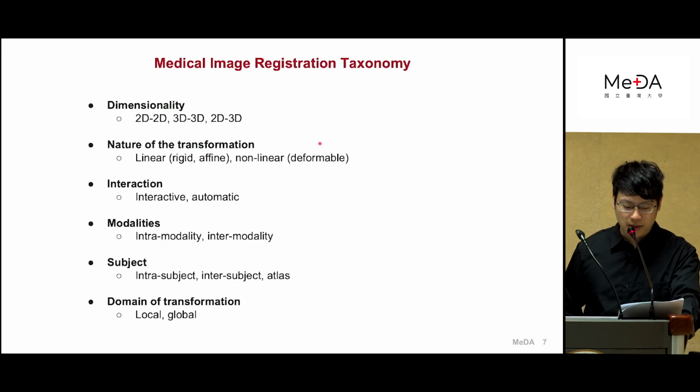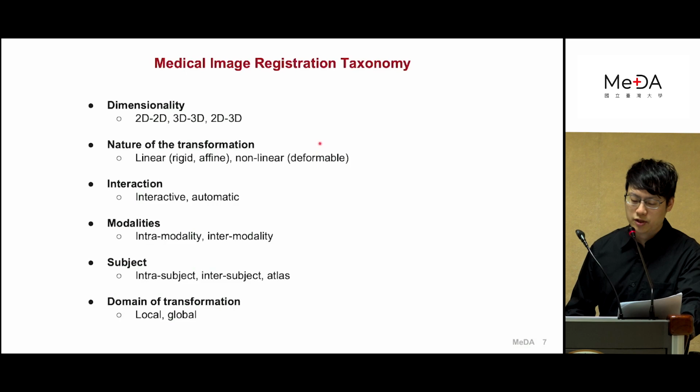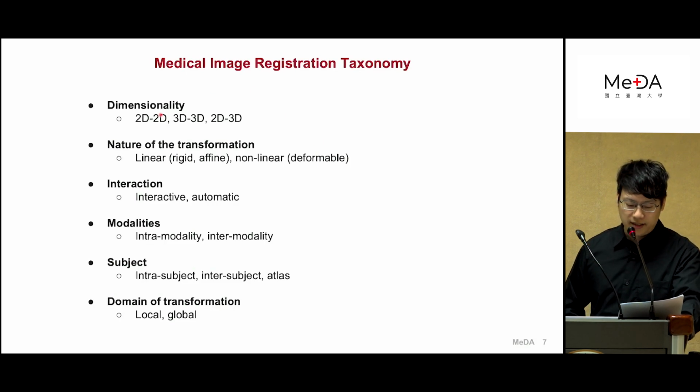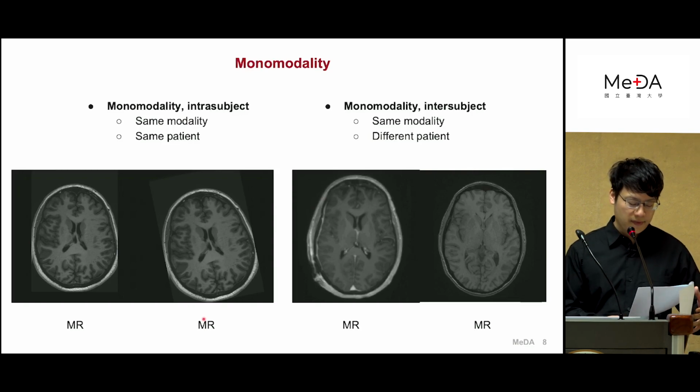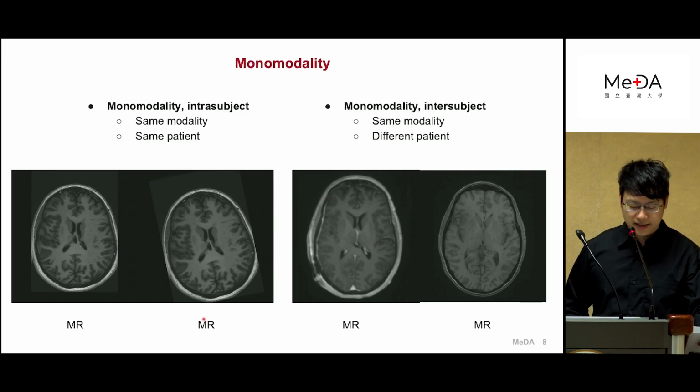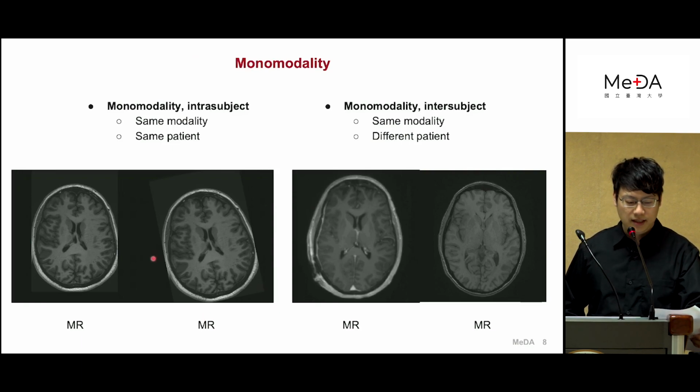Within medical imaging, we can categorize various registration types based on dimensionality, nature of the transformation, interaction, modalities, subject, and domain of transformation. As an example, consider monomodality, which involves the same modality. We can further distinguish between intra-subject and inter-subject scenarios.